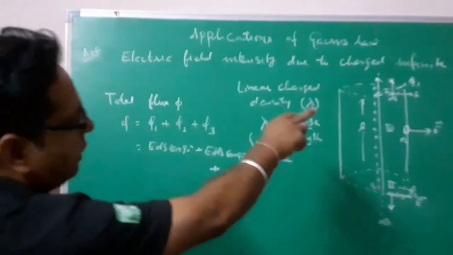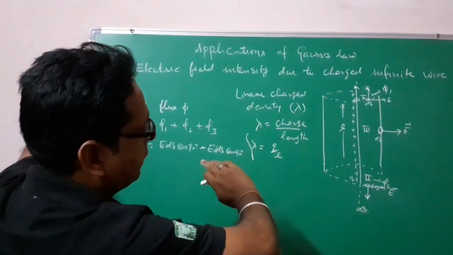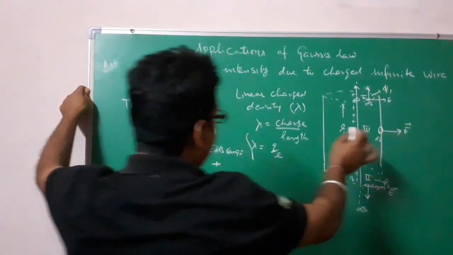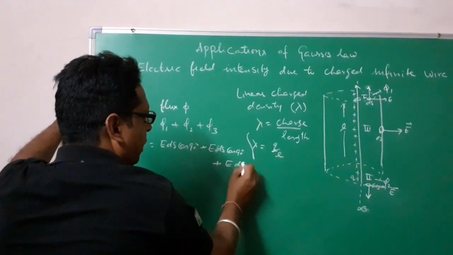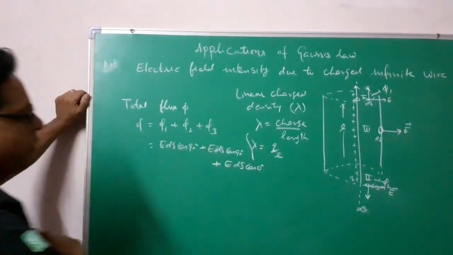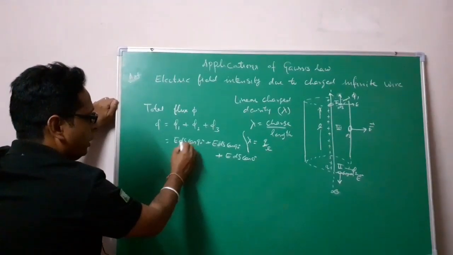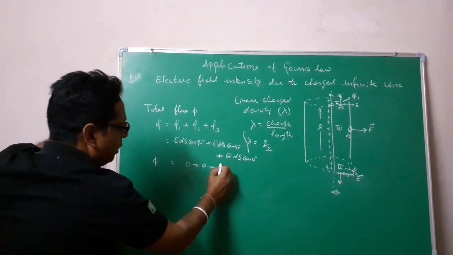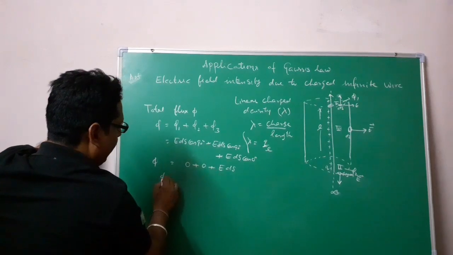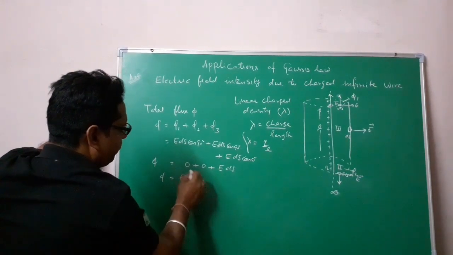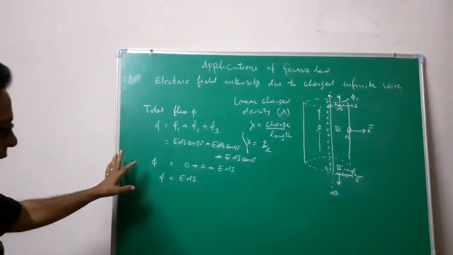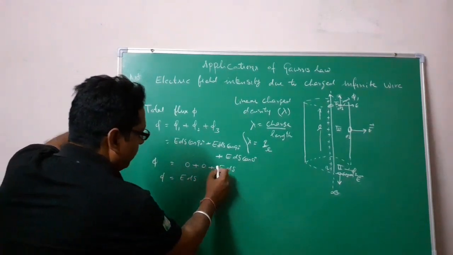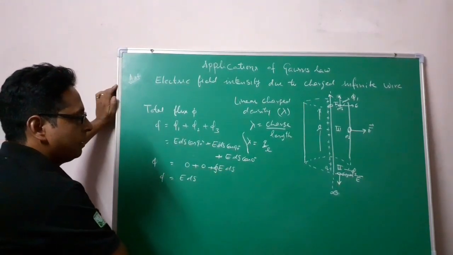Since this electric field and this surface are acting in the same direction, what does it mean? It means we are having a zero angle, that is cos of 0. So this whole quantity is 0, this is again 0, and this flux is equal to E dS. So phi is equal to E dS. Now what to do further? We have to take its surface integral, no doubt. So this is the surface integral of this E dS, right?